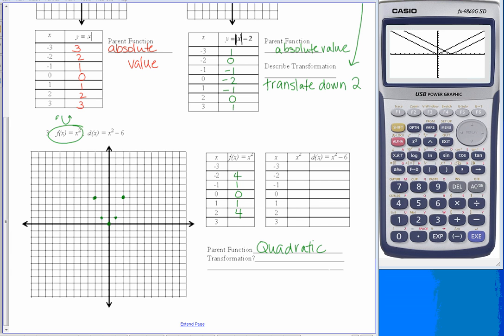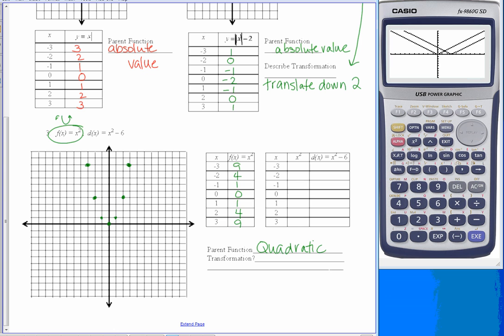3 squared is 9. So from my origin, I can count over 3, up 9, and then I'm going to mirror that over on the left. Sorry, I counted wrong there, so I just fixed it and I regraphed these two points up 9.